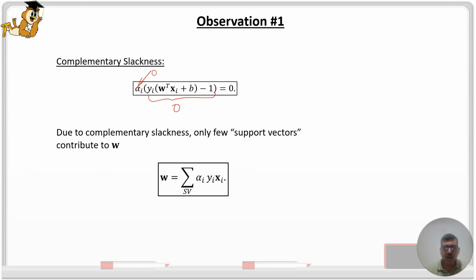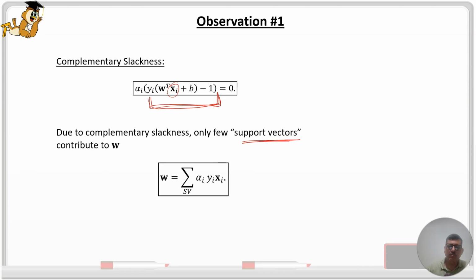Now, if alpha i equal to 0, then this need not be 0, which means that that particular point i is further away from the margin plane. On the other hand, if this part is 0, alpha i can be non-zero, right? Alpha i can be greater than 0. So what does it mean to say that this is 0? It means that that particular xi is actually a point that lies on the margin plane, and such points that lie on the margin plane are known as support vectors.